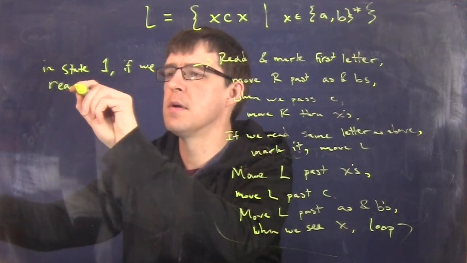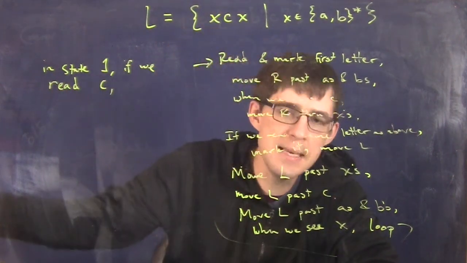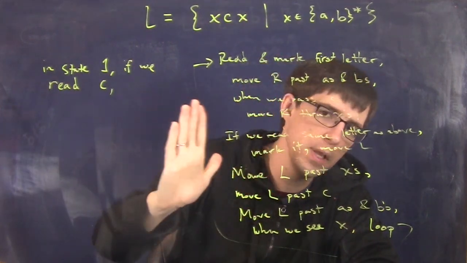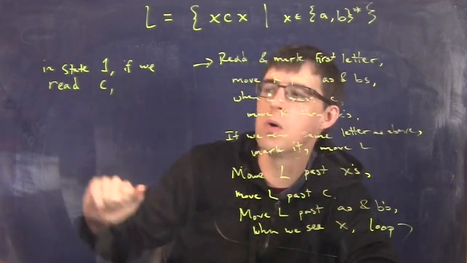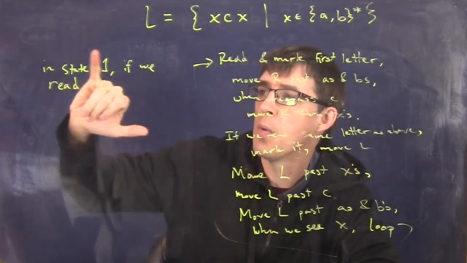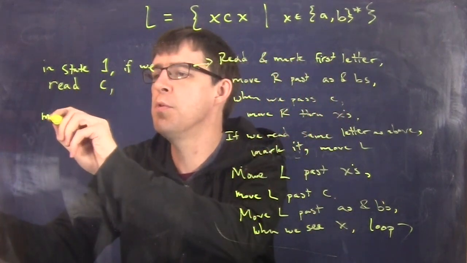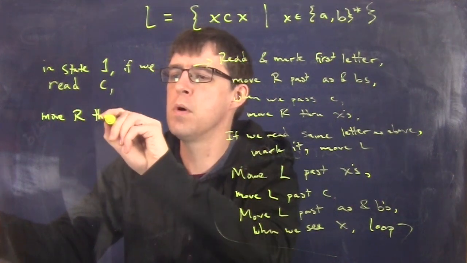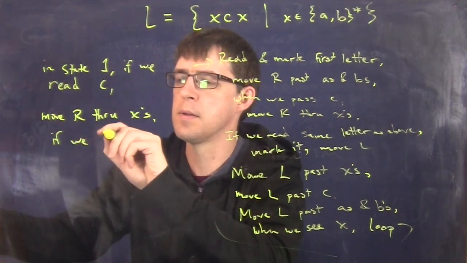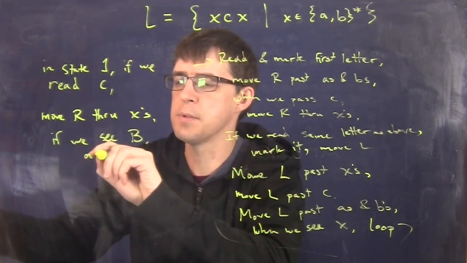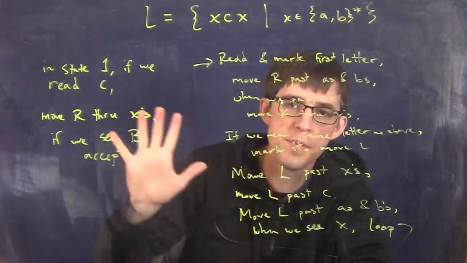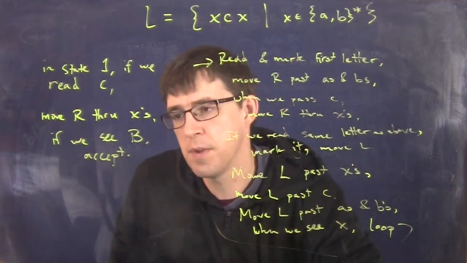if we read a C, that means we're in the end game, and you shouldn't immediately accept, because there may be leftover letters that you didn't yet mark all the way to the right. So we have to verify that the right-hand side of the string is all X's at this point. So in state 1, if we read a C, we're going to move to the right through any X's, and then if we see blank, then accept. That would indicate that the second half of the string has all perfectly been matched with the first half.